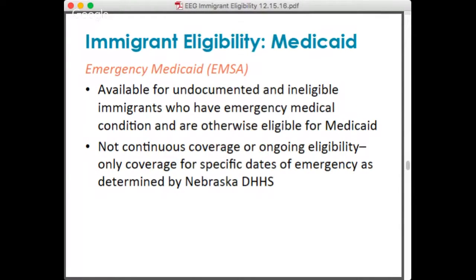And you have to submit documentation of the nature of that emergency condition to the Department of Health and Human Services, and they determine the specific dates for which you're covered. There's also a specific determination of whether the issue that you're trying to receive coverage for is an emergency or not an emergency, and how long that might be. A cancer diagnosis, we have a question, would that be considered an emergency?